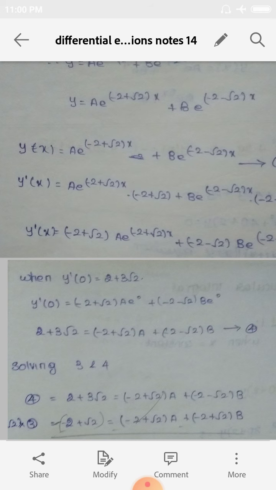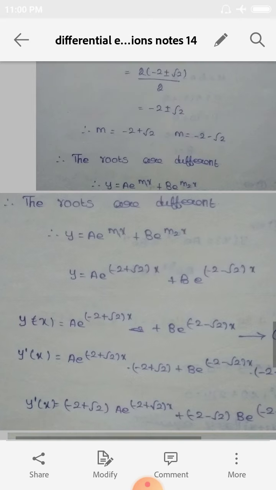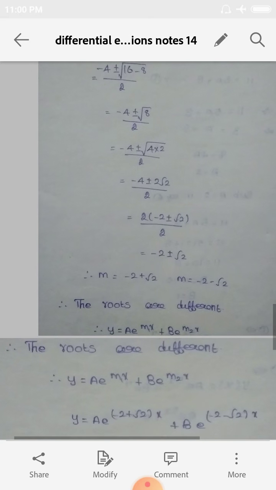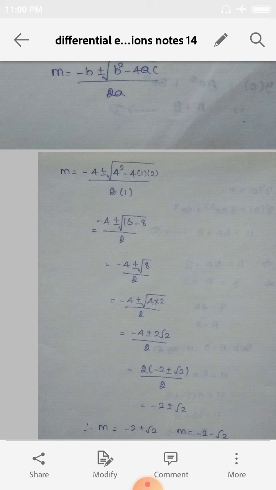Right, girls? Okay, girls, please go through the problem. This is an important 5 marks type. So if you have any doubt, you can ask me. I will clear your doubts.